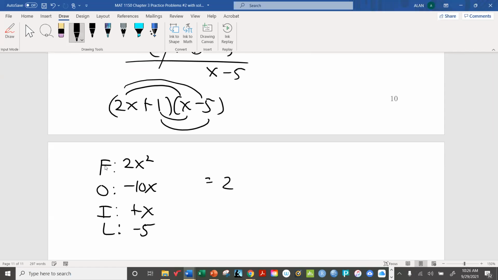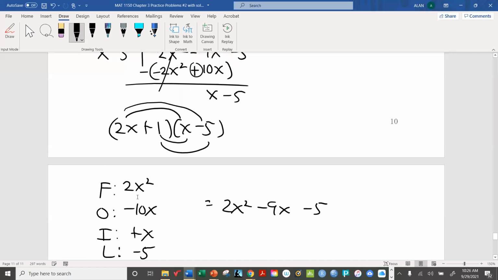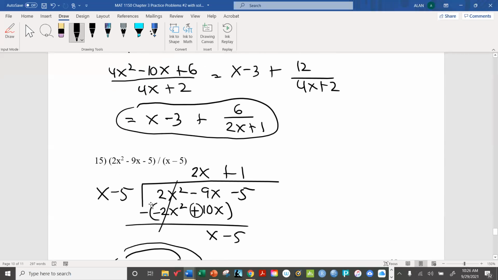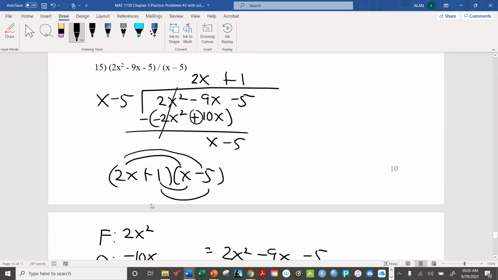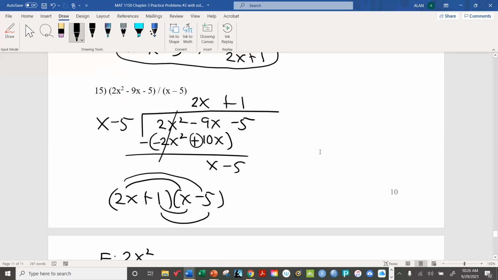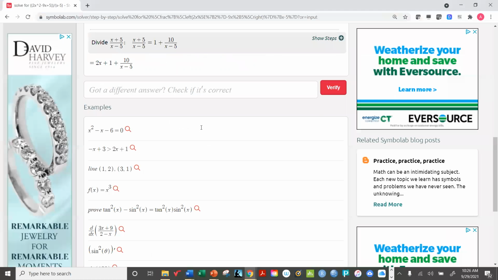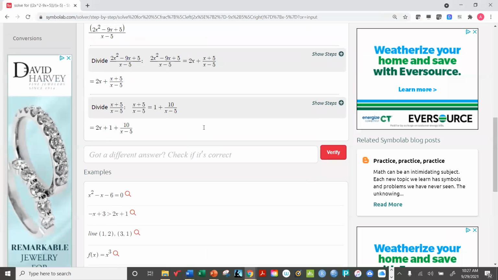All right, so this equals 2x squared minus 9x minus 5. Oh, yeah, no, that's it. All right, well then Symbolab actually did something wrong because this is correct. That's really strange. How did they end up?